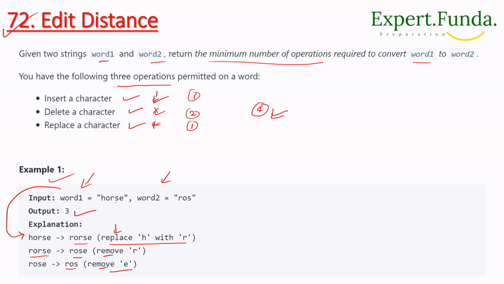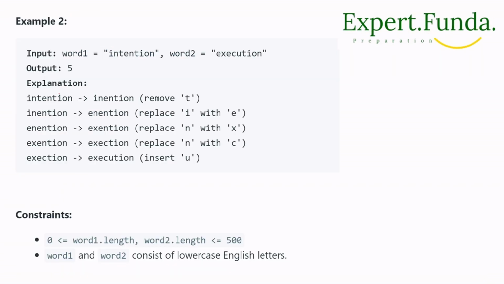Now let's understand another example, example 2. We have word1 and word2 given. If you do the operations on these, you will have to apply remove, replace, replace, and insert. Total 5 operations, that's why we are returning the answer 5. Now the constraints given are that word1 and word2 can have a length from 0 up to 500, and they consist of lowercase English letters.